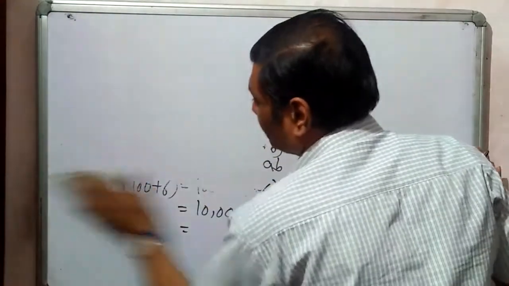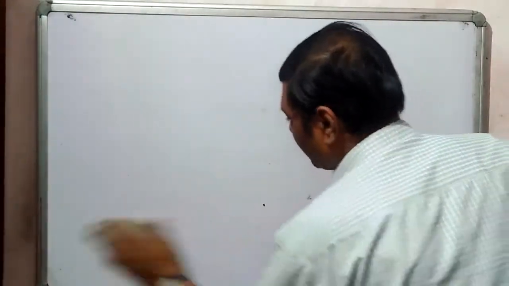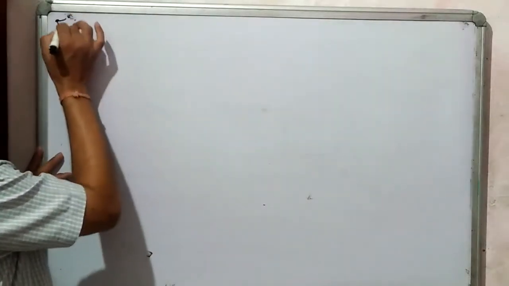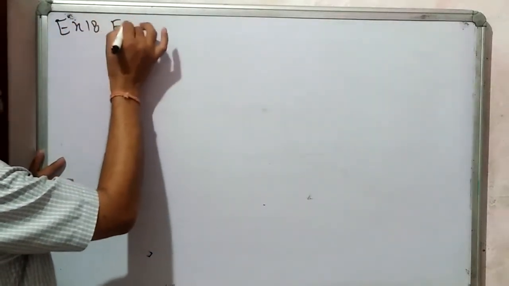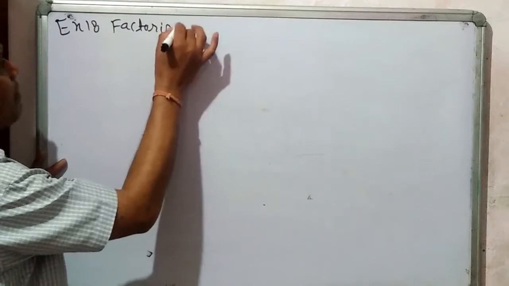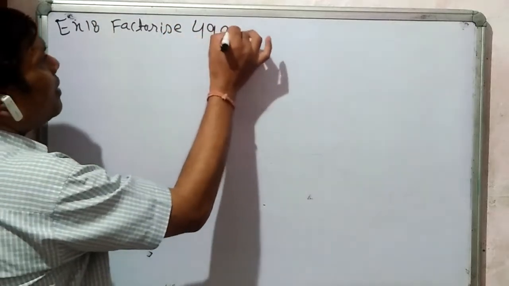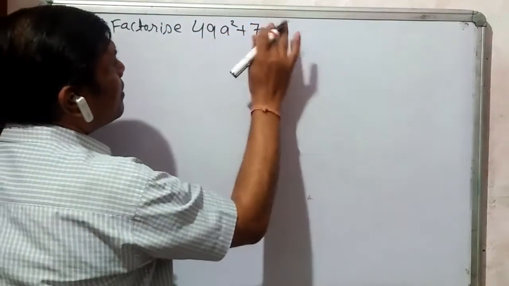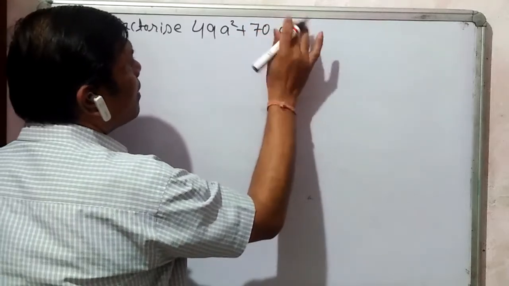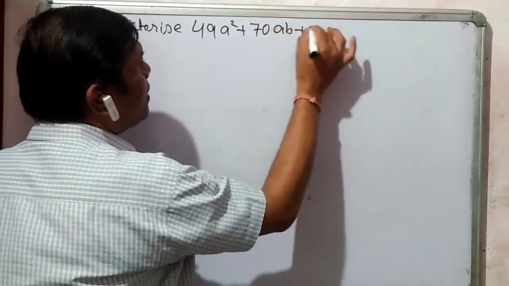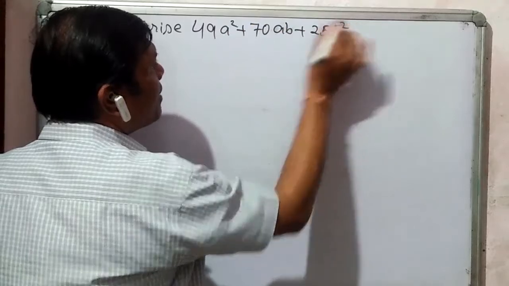The same way, we have the next example. That's example number 18. It is saying factorize 49a square plus 70ab plus 25b square.